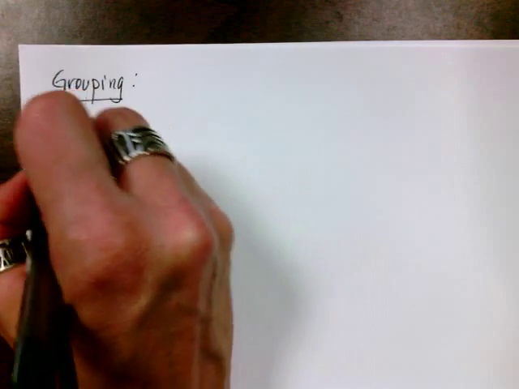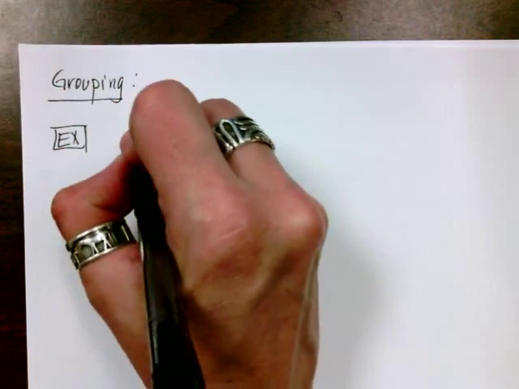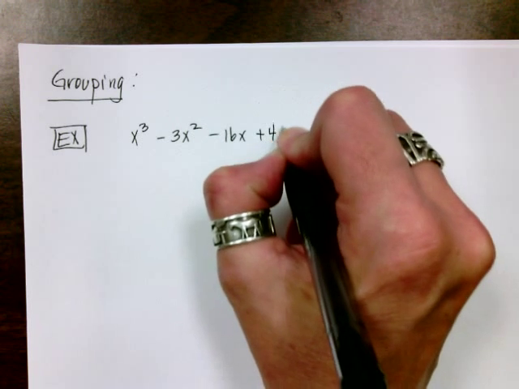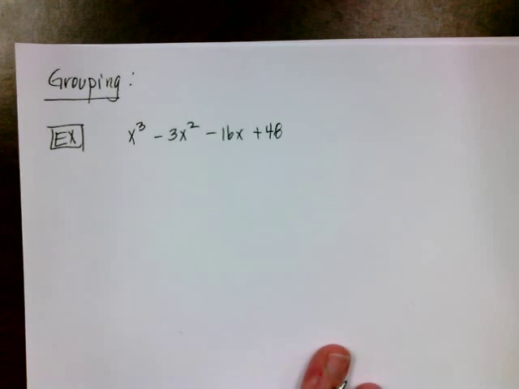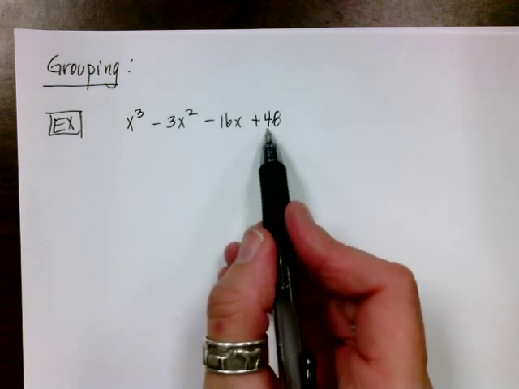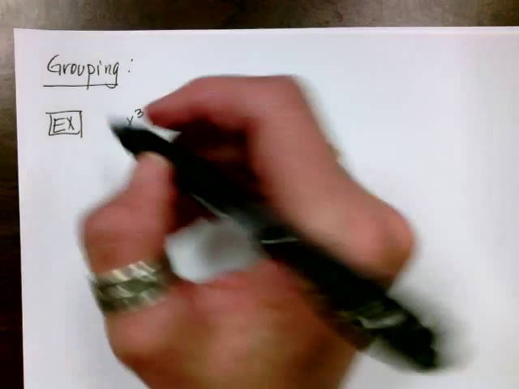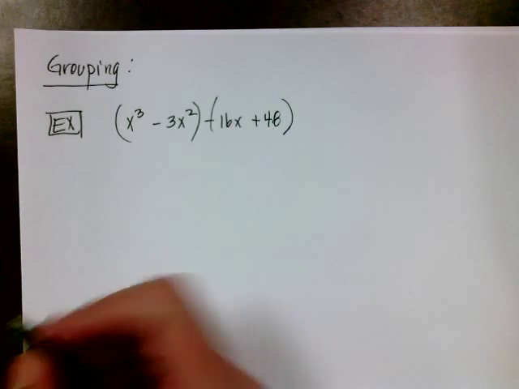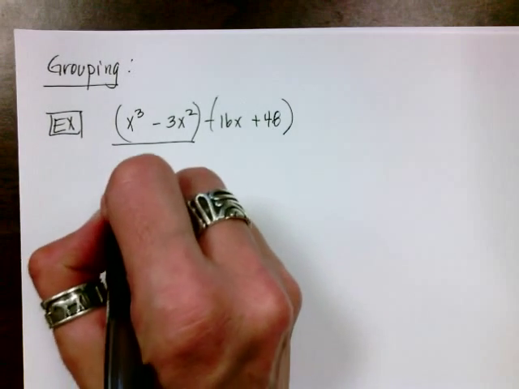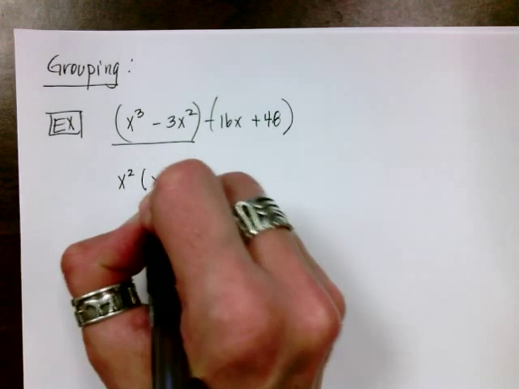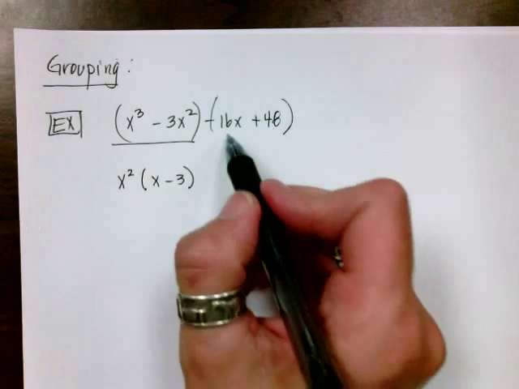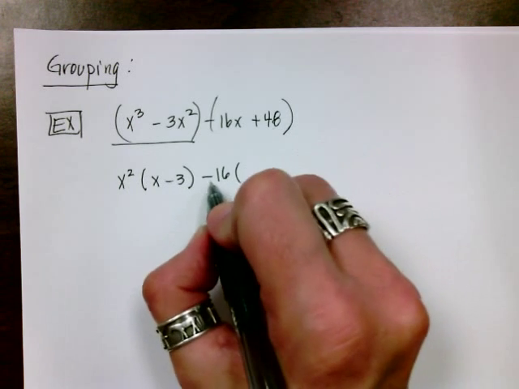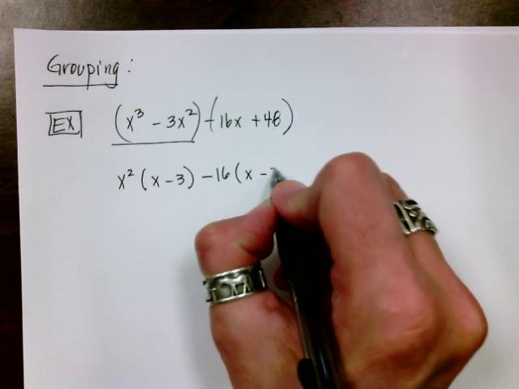So let's say I told you to factor completely x cubed minus 3x squared minus 16x plus 48. I can't take an x out because there's not an x common in all terms, but I could do some math if I grouped those two sets of terms together. So if I look at just the first two terms, they have an x squared in common, and when I factor it out, I would get x minus 3. In these two terms, they have a 16 in common. So if I factor the 16 out and I take out the negative, I'm going to get x minus 3.